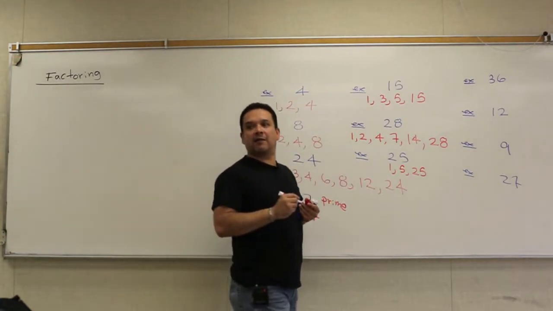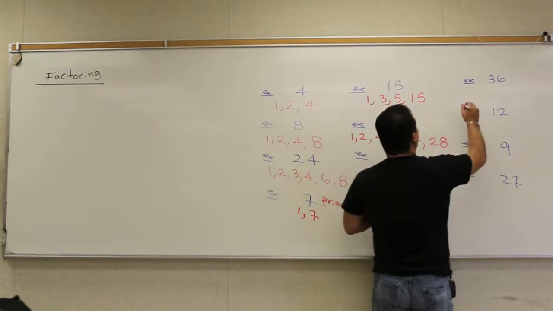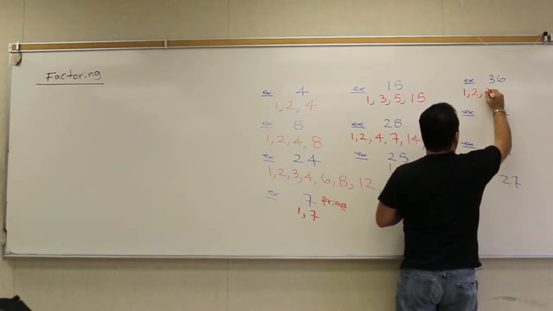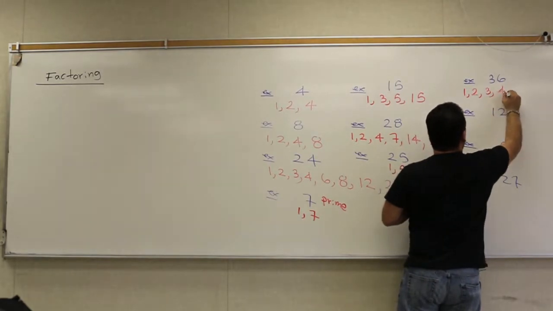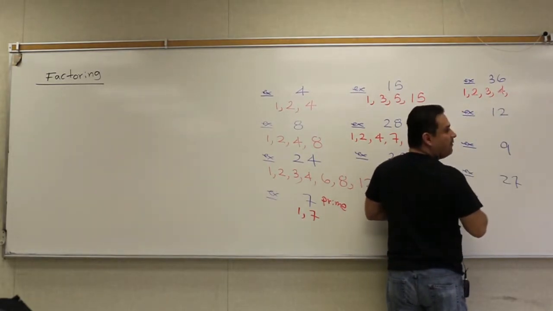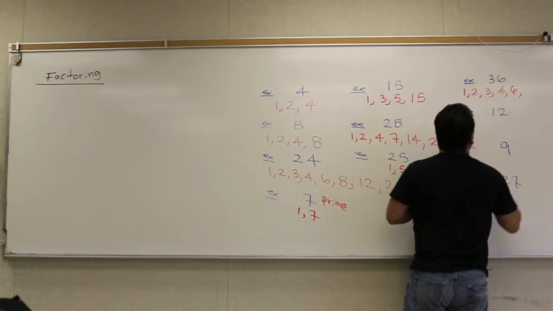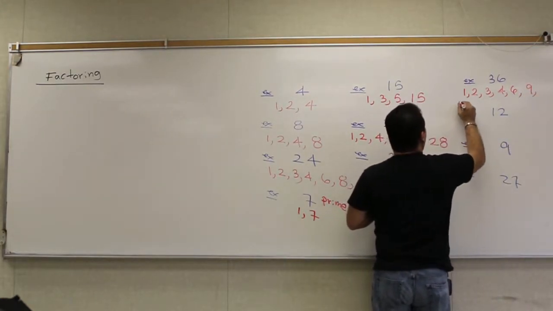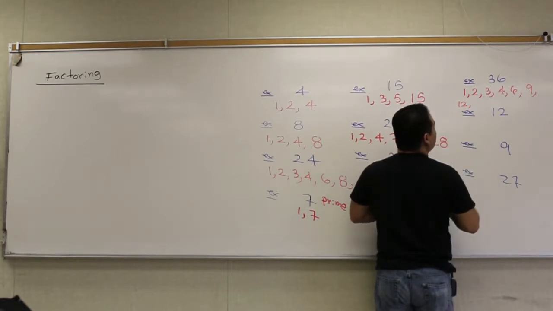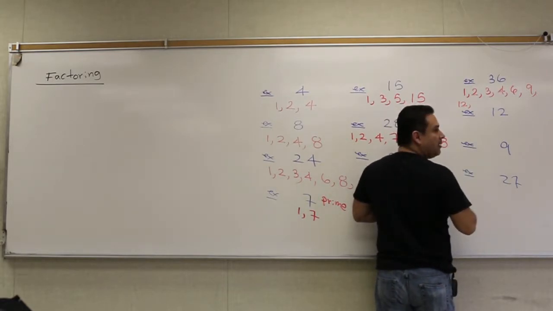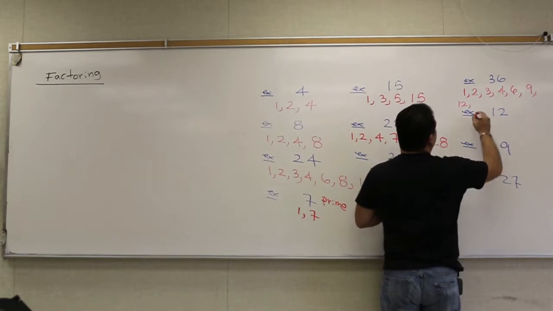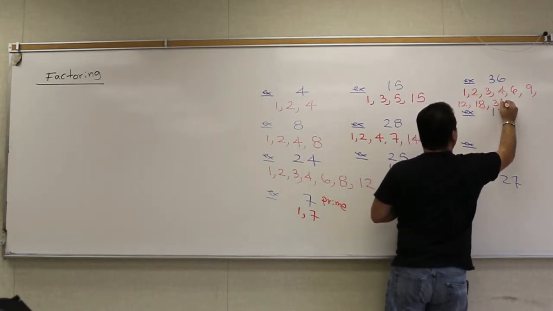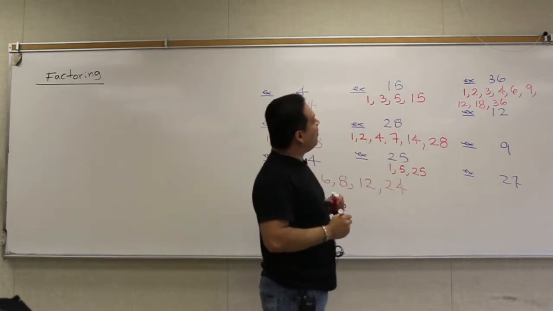What about 36? 1, what else? 2, 3, 4, 5, no, 6, 9. What comes after 9? 12. Is there 13? I think it's 18 is the next one, and notice they're not halfway. 36. Those are all my factors.